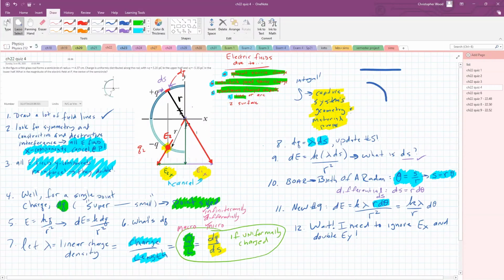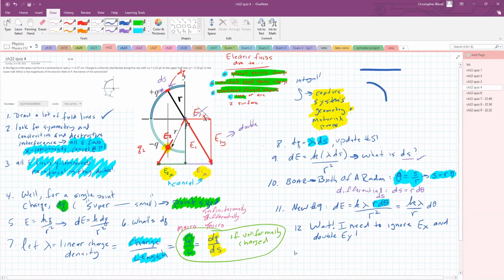Okay, so I'll just look at E1 since it's kind of easier to read. This is E1. Here's the x component. That's the x component. This is the y component. So this is E1x, and this is E1y. I am ignoring the x component because for every x component going to the right, I have an x component going to the left. I'm doubling the y component. But how do I capture that?